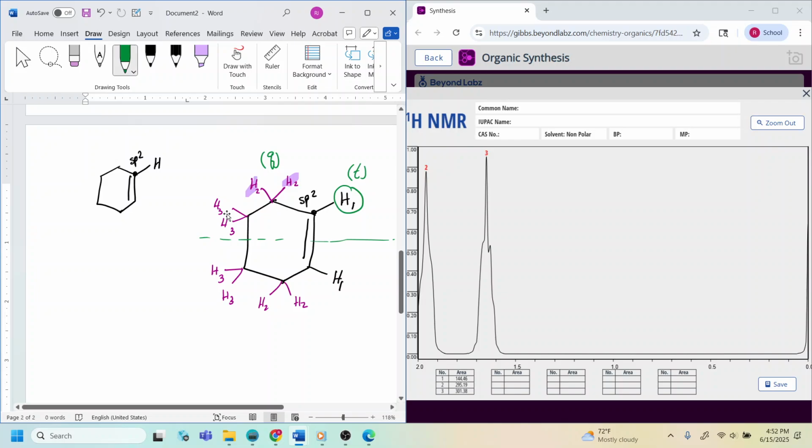And then hydrogen 3 is going to be split by the neighbor. These are the 2 neighbors in there. This is just a symmetry of hydrogen 3, so it doesn't split it, it just increases its intensity. So hydrogen 3 is going to be split by 2 plus 1. So hydrogen 3 is going to be a triplet in there, and hydrogen 3 is going to correspond to 4 hydrogens.